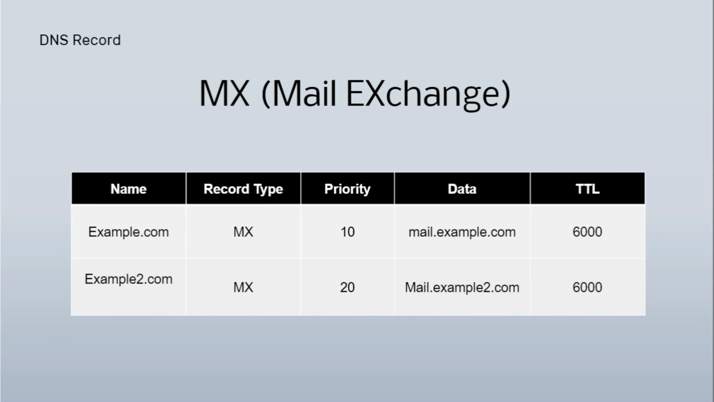So here this record type is going to assign priority to the primary, and the lowest priority value is going to be the primary. So if example.com with priority 10 is not reachable, it's going to use example2.com, the second email server, because this type of record uses this priority. As I said, the lowest priority is assigned to the primary email server with this record.